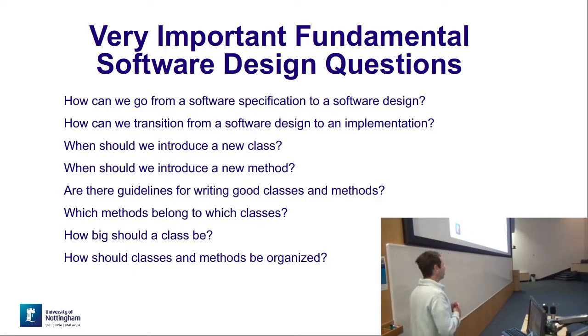Are there guidelines for writing good classes and good methods? Has anybody talked about that? How do you write a good class, like a good maintainable class, a useful class and a useful method? How about this? When you're writing a new method, how do you determine which class it goes into, if you have a selection of classes to choose from? How big should a class be?